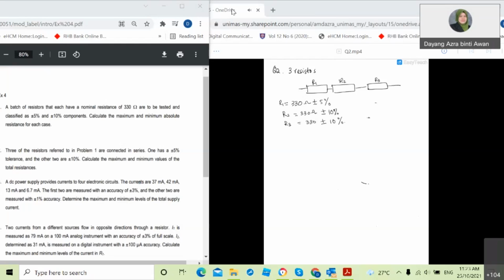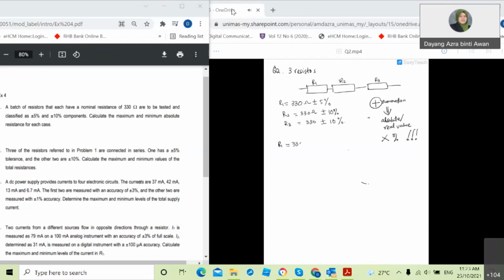So in order for us to do the summation, you need to know that for the summation of 2 or more quantities, we need to have an absolute or what we call the real value of the error, so not in percentage. So you need to remember here. So then we need to change the values of R1, R2 and R3 into absolute values.